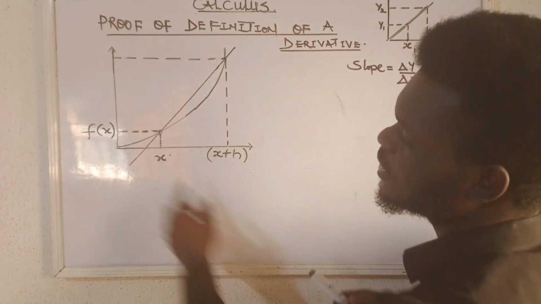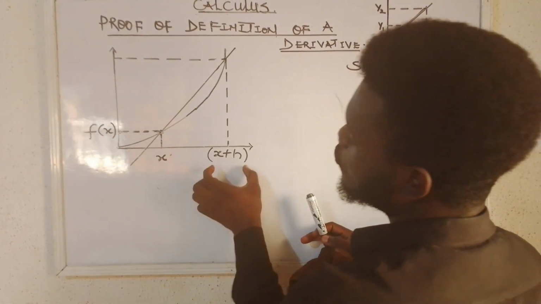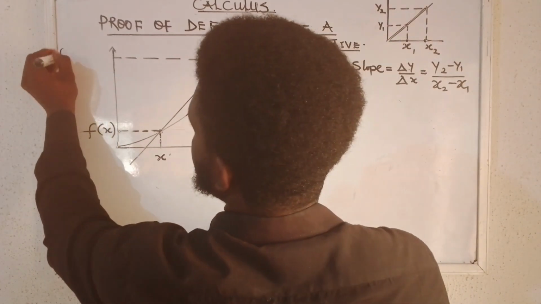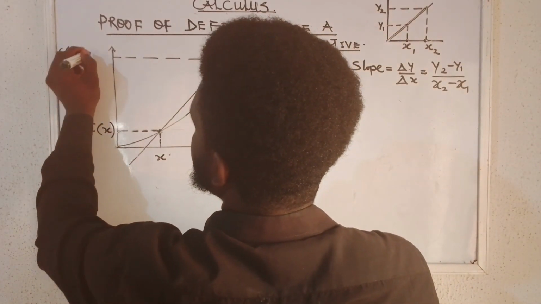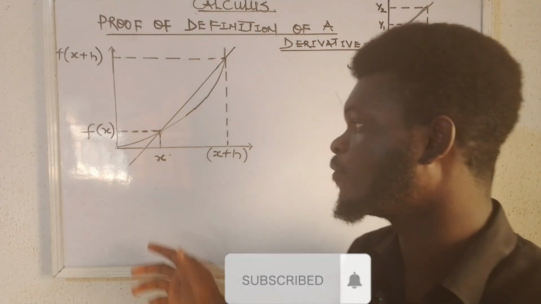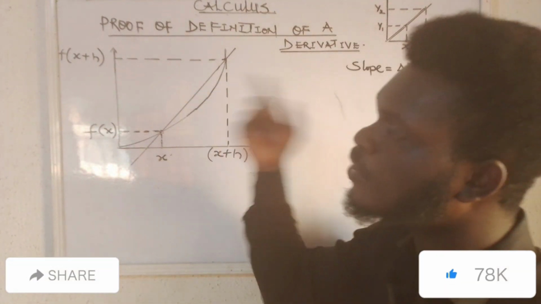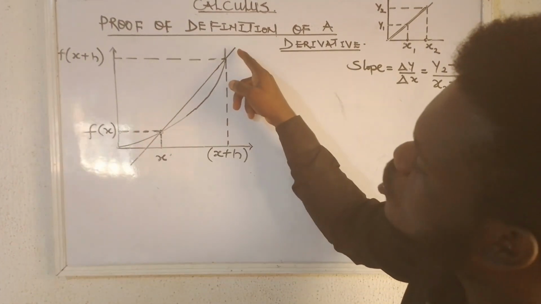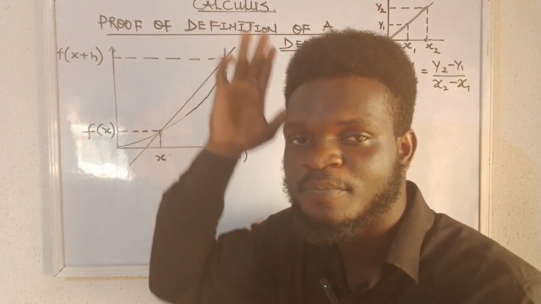Now, once you have noted that this was x and this was the function of x, so automatically since this is now x plus h, this place here is going to be the function of x plus h. Nothing has gone wrong. We are still on track. So from here, the next thing we are going to think about is to get the slope, because the idea is that we are trying to get the slope of this curve. That is the pure idea.